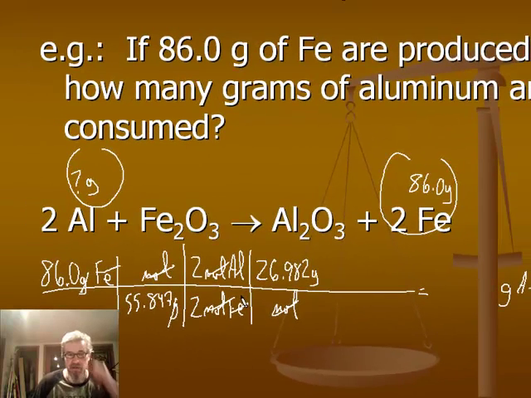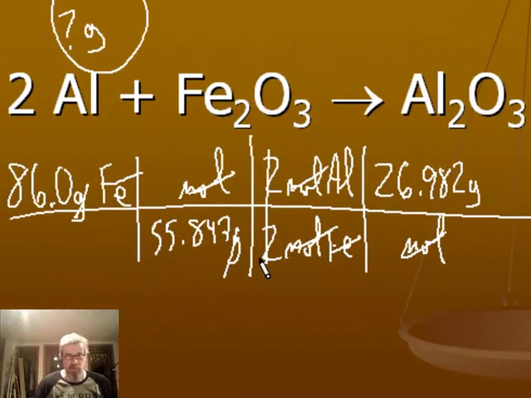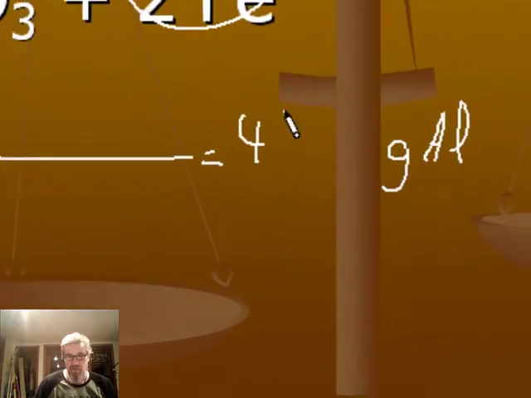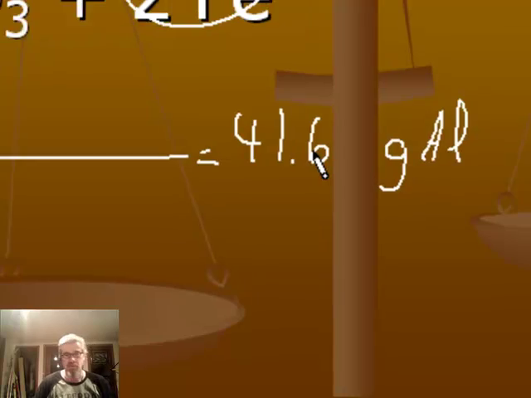So then I just do my calculations. The 2's actually cancel. So I just take 86 times 26.982, divide by 55.847. The answer to 3 significant figures is 41.6 grams of aluminum.